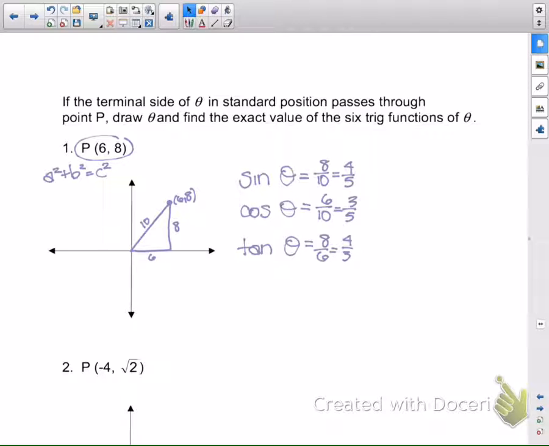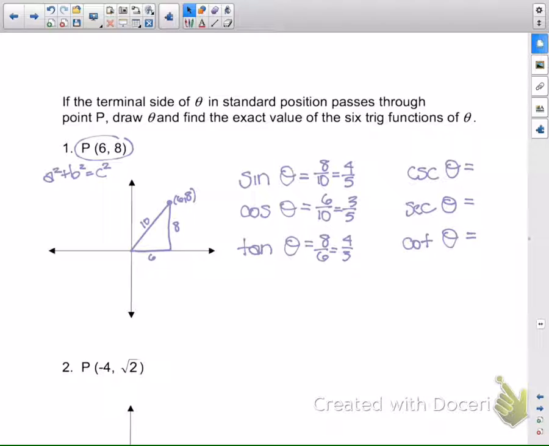Okay, that should make it easy for us to set up the other 3 because they are simply the reciprocal identities. So, what's the reciprocal of sine? Yep, cosecant. We're going to set up cosecant, the reciprocal of sine, secant, the reciprocal of cosine, and cotangent, the reciprocal of tangent. All we are doing is the reciprocals.